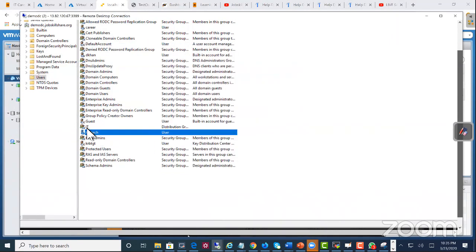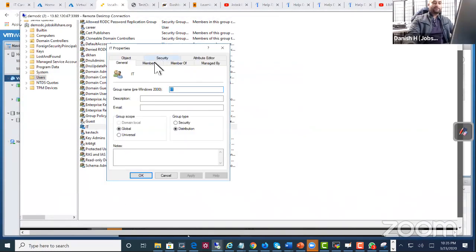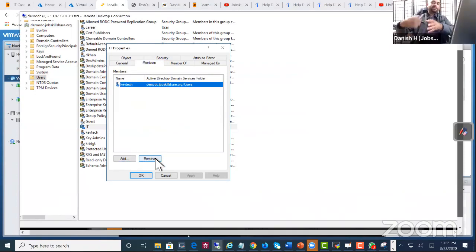Click the group, go to properties, and we can add the user into it. Add to group, here you go. And you go to properties. You have members, and you can search a member and add the member in the group.